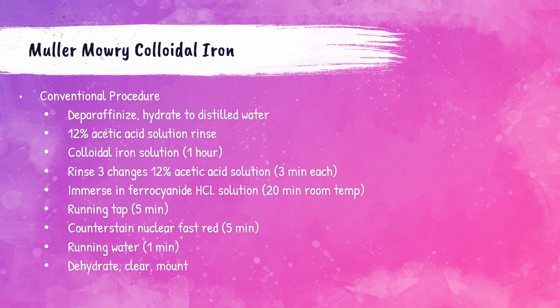Then it needs to be immersed in ferrocyanide hydrochloric acid solution at room temperature for 20 minutes. After that 20-minute period, it needs to be washed in running tap water for 5 minutes. Then counterstain in the nuclear fast red stain for 5 minutes. After that, it needs to be rinsed with running water for 1 minute, and then dehydrated, cleared in xylene, and mounted with synthetic resin.